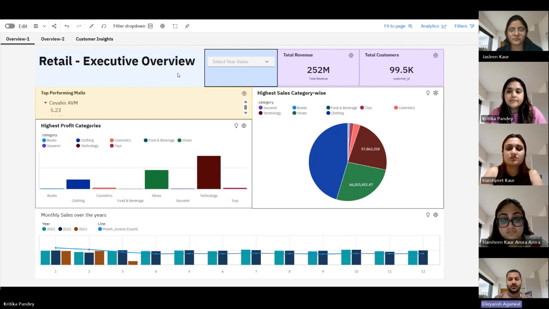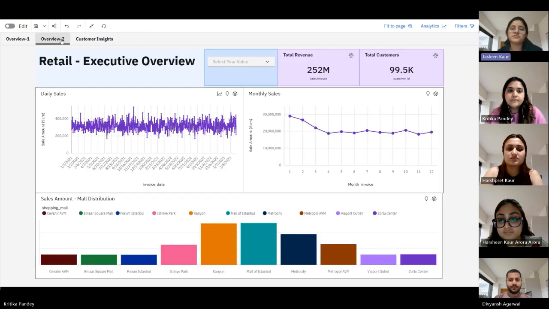Moving next towards dashboard two. So now let's move on to the second dashboard, that is retail sales trend and distribution. This dashboard is focused on analyzing sales behavior over time and identifying which malls are driving the most revenue. The data spans 3 years from 2021 till 2023, offering a comprehensive view of recent sales performance.